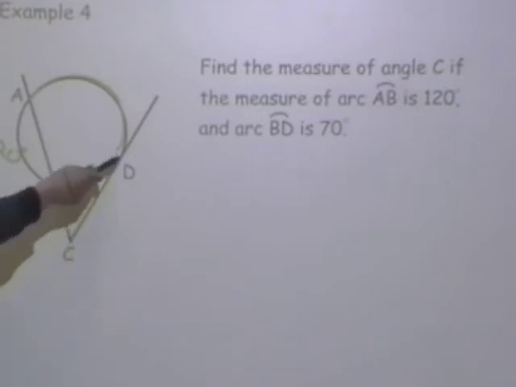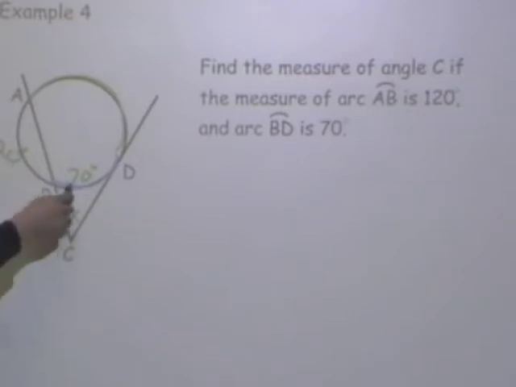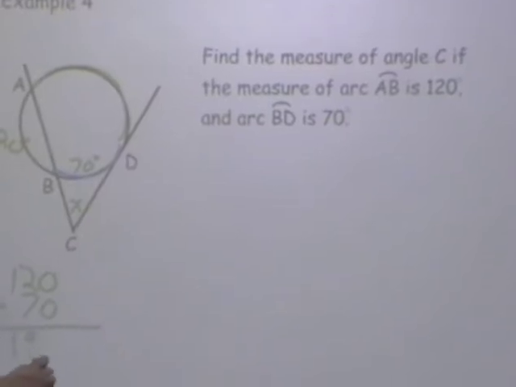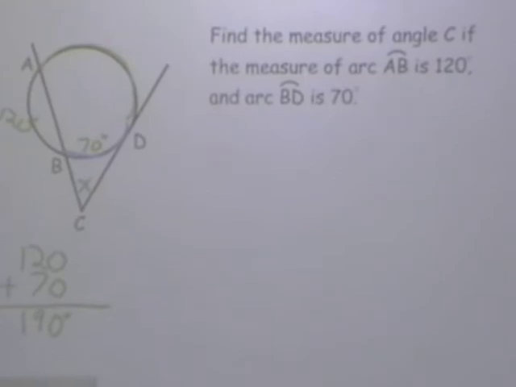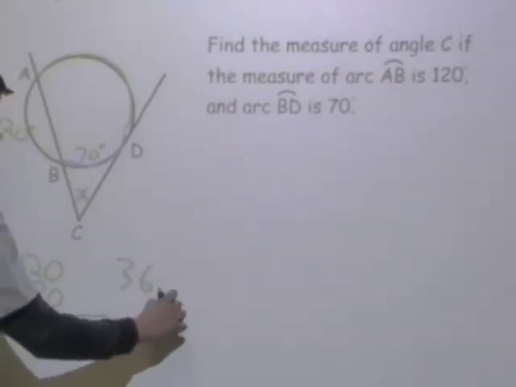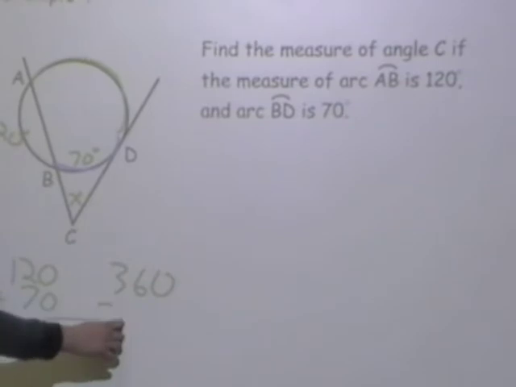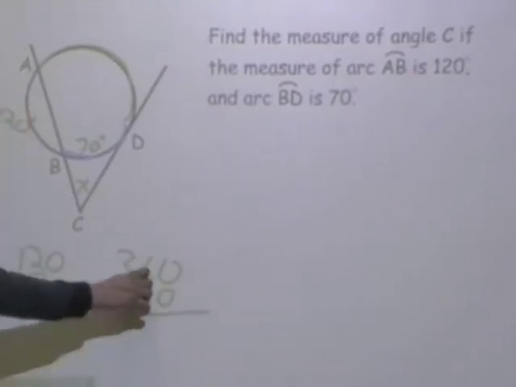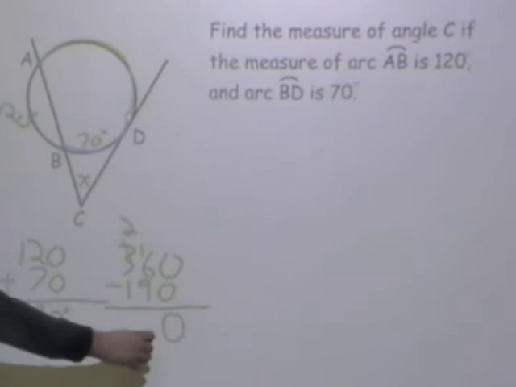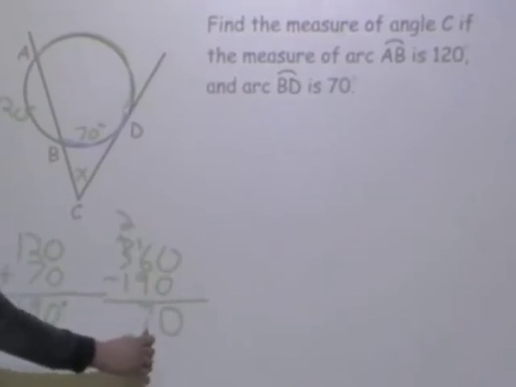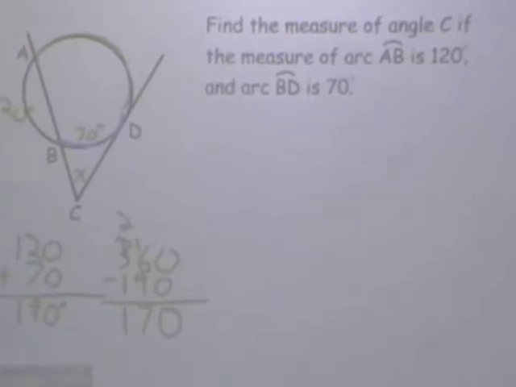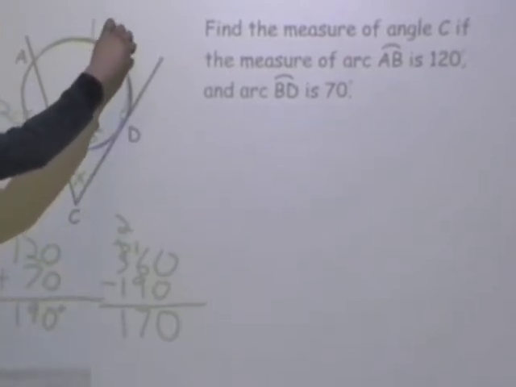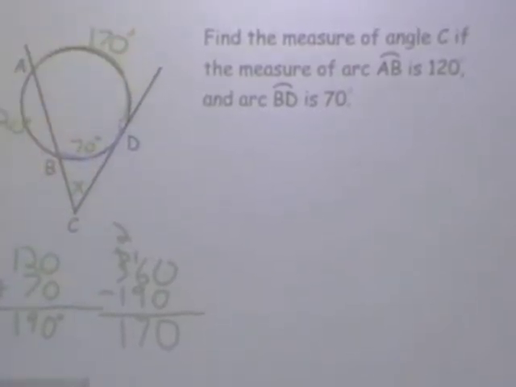You know that the sum of all of the degrees of a circle is 360. So we can add up the angles that we're given. 120 degrees of the arc plus 70 degrees of an arc is equal to 190 degrees of an arc. The total arc of a circle is 360. We take away the 190 that we have. We can borrow. 0 minus 0 is 0. 16 minus 9 is 7. And 2 minus 1 is 1. Which leaves us with this arc, AD, equaling 170 degrees.